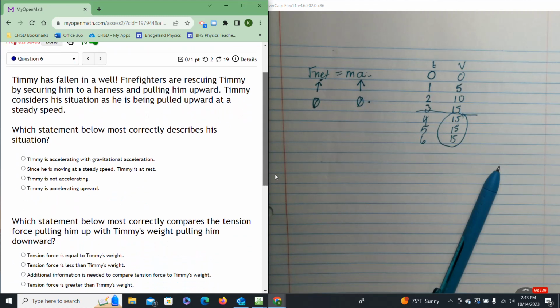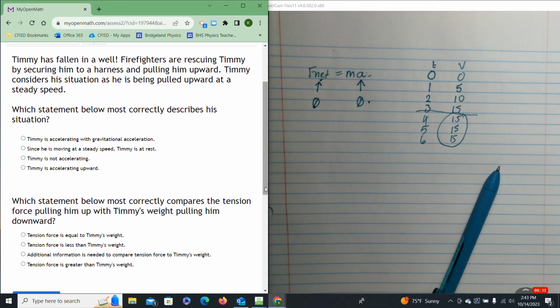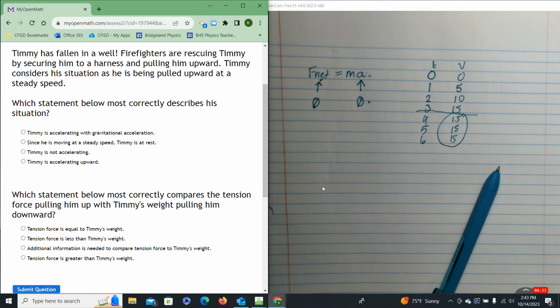Number 6 is about Timmy. Timmy has fallen in a well. Firefighters are rescuing Timmy by securing him to a harness and pulling him upward. Timmy considers his situation as he is being pulled upward at a steady speed. Which statement below most correctly describes the situation?